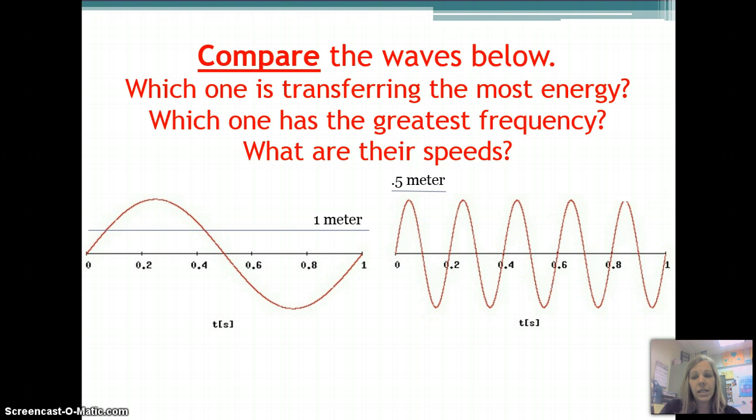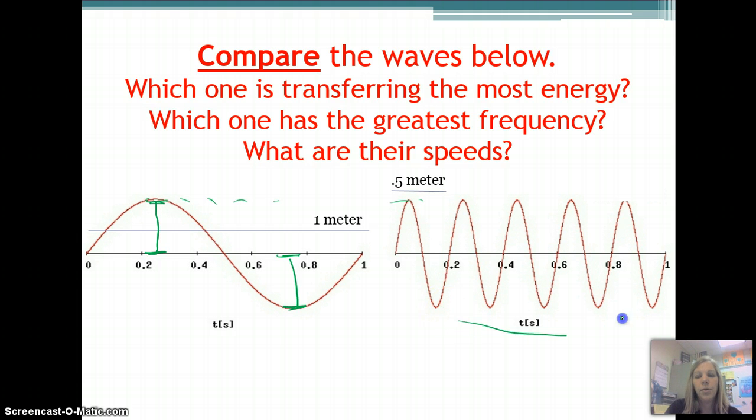The answer is amplitude. So when you look at both of these, if I'm comparing the amplitude, which is the distance from the crest to the rest, or the distance from the rest to the trough, these look pretty similar in height. And so therefore, they would each be carrying the same amount of energy.